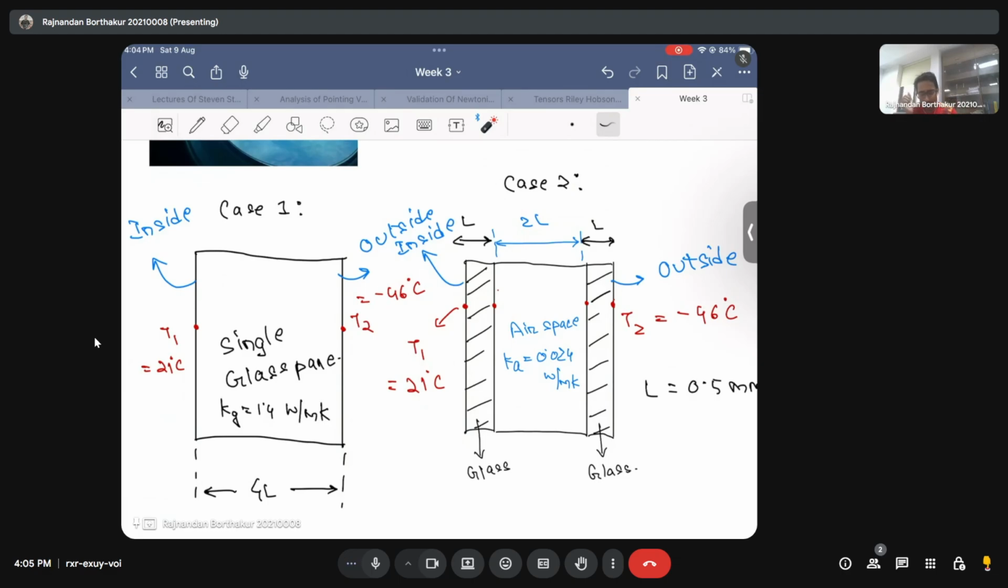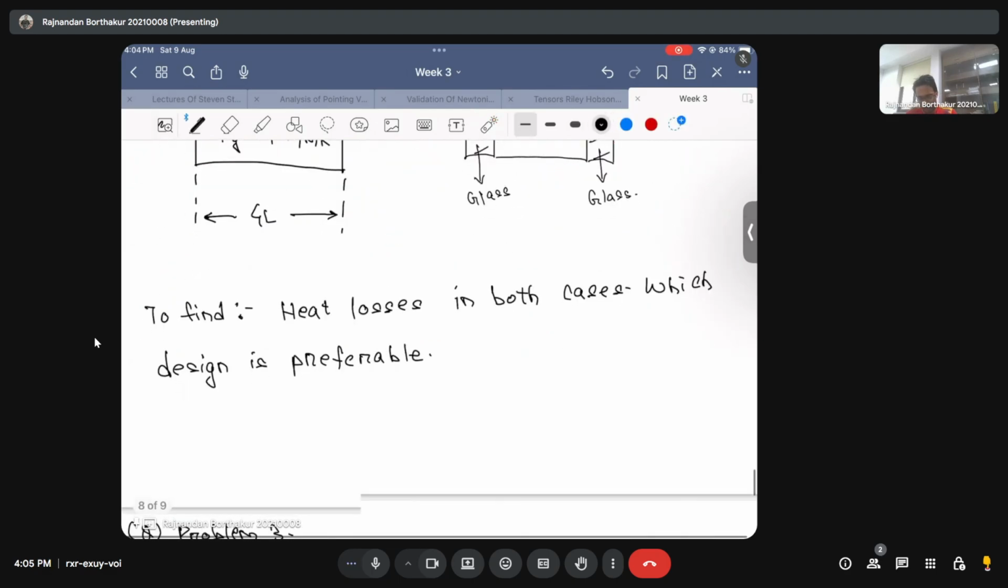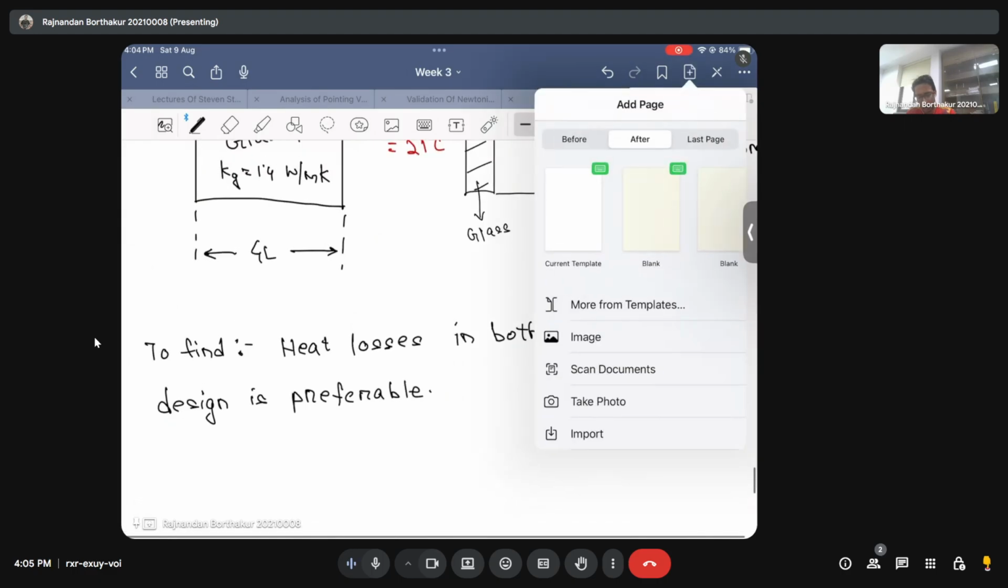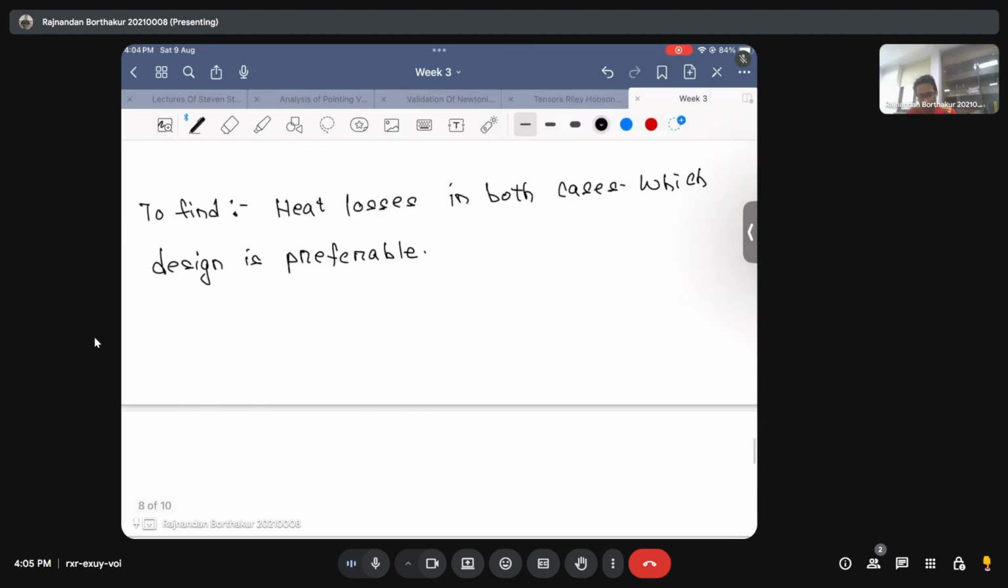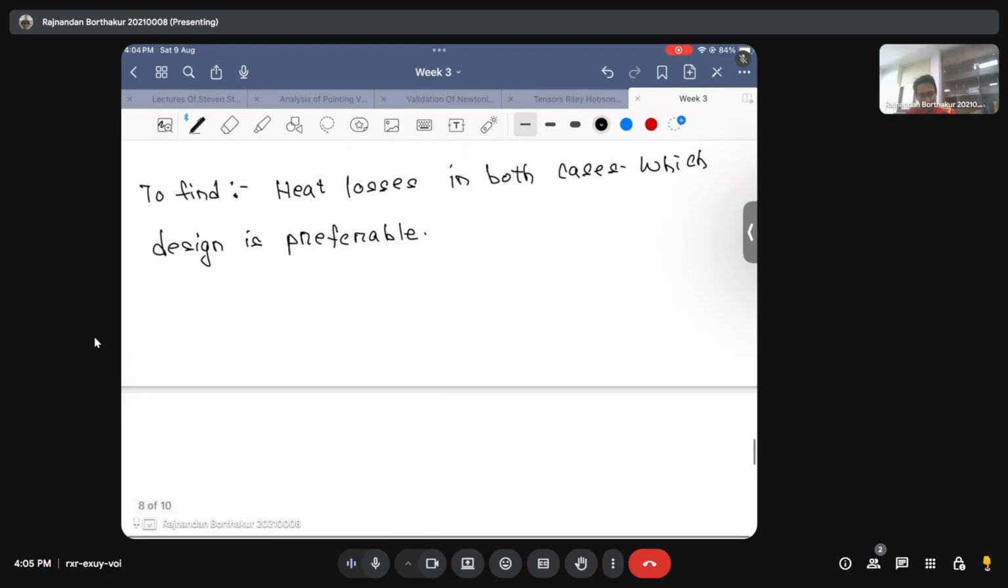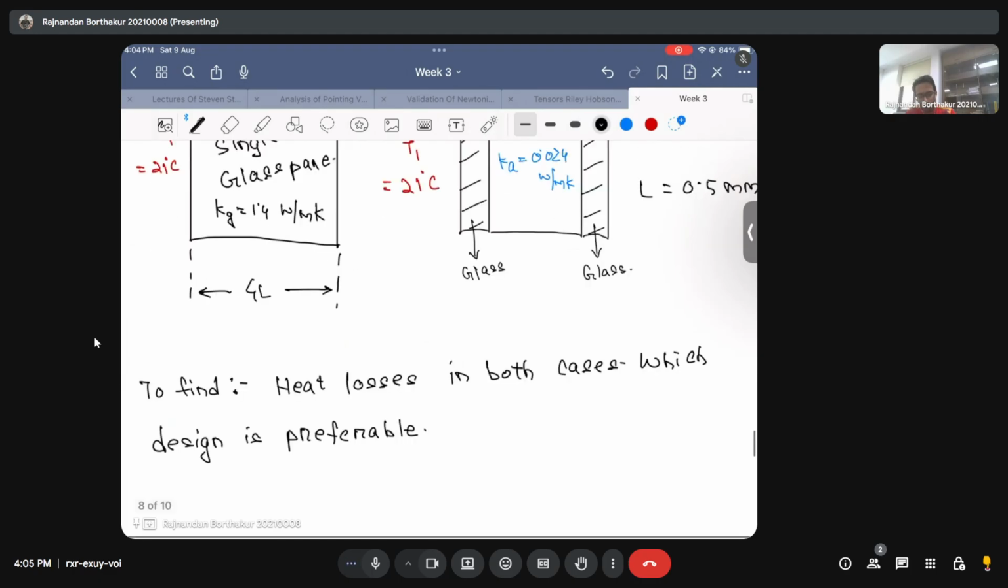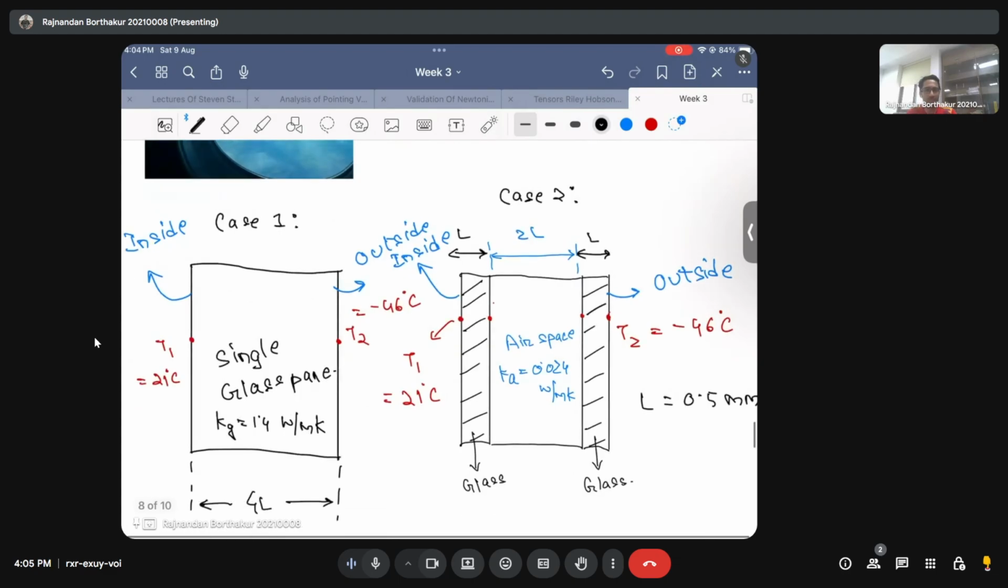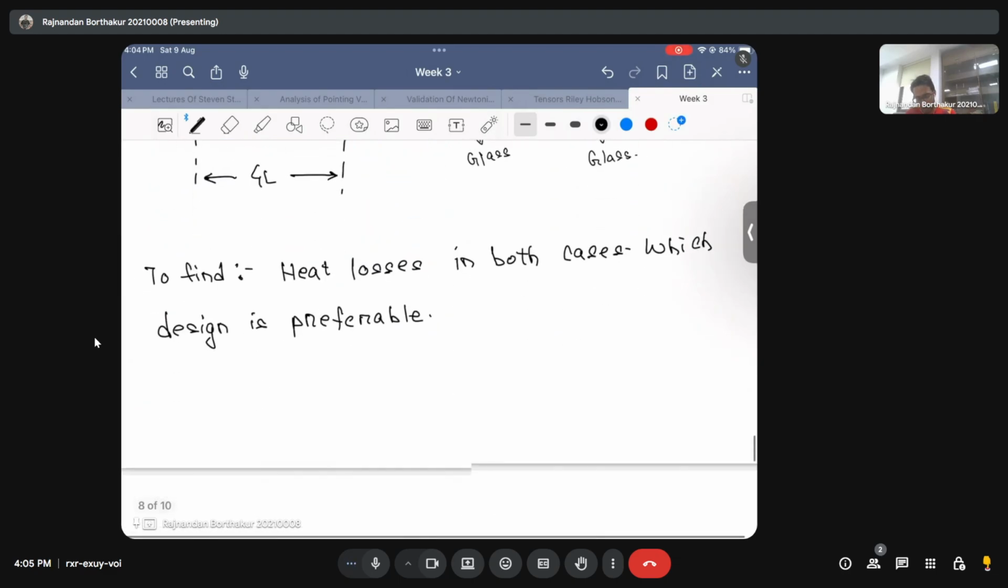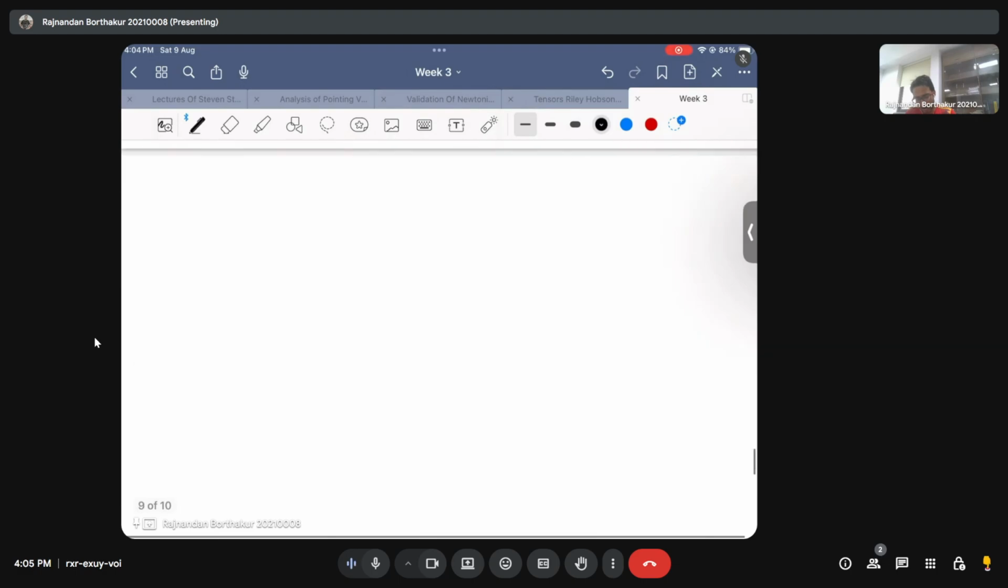So what is the objective then? Our objective is that, given this scenario, we will try to calculate the rate of heat transfer for case 1, and we'll try to calculate the rate of heat transfer for case 2. That is what the question is asking. They're asking what is the heat loss in both the scenarios, and which design, of course, is preferable, and we will prove that the second design is much preferable than the first scenario. So let's do it.